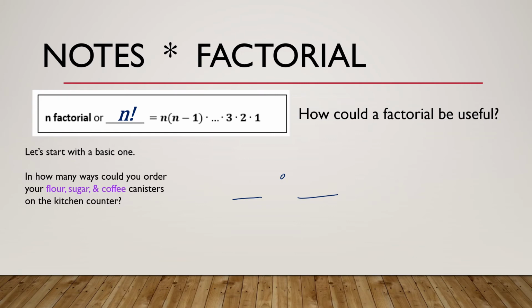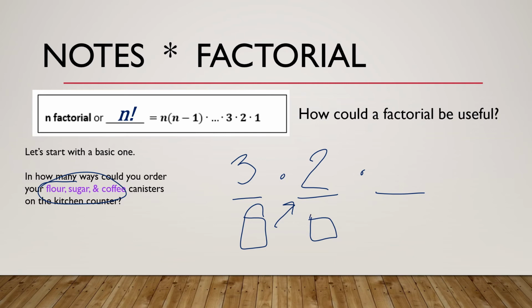You're going to have one spot for one canister, one for another, and one for the last one. So you have 3 choices to choose from for the first spot. You could either do your flour, your sugar, or your coffee. Then I'm going to put my jar in this spot, so I can't put that same jar in this next spot. That means I only have 2 jars to choose from.